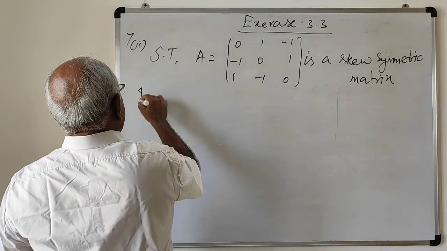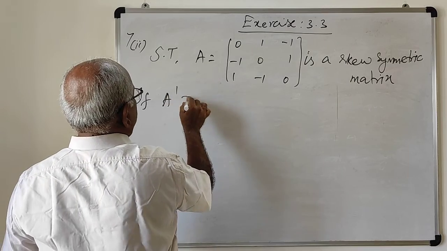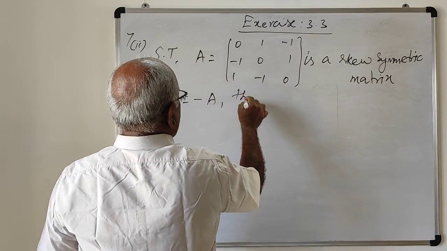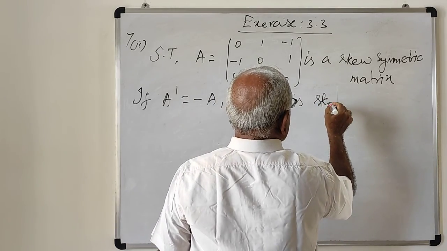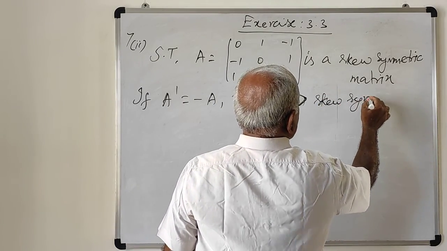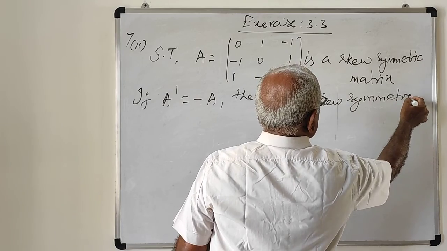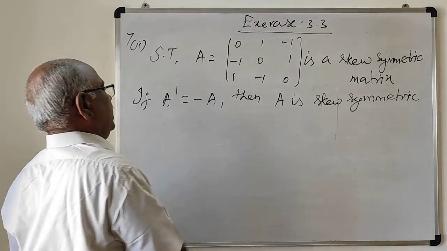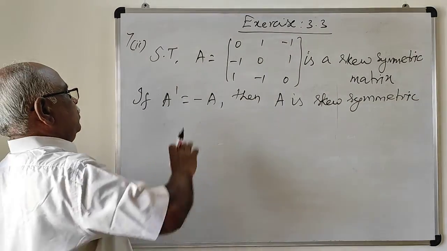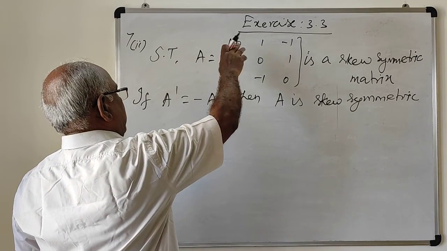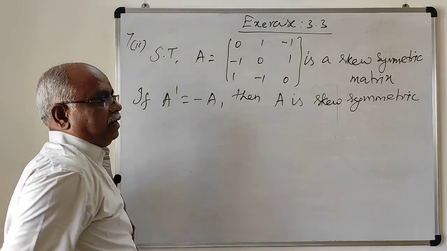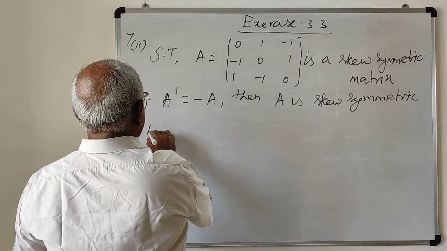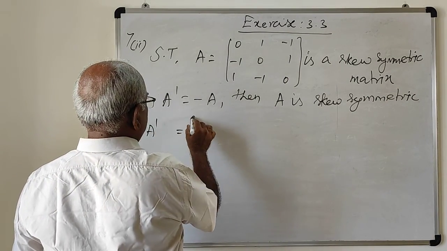We know the condition: if A dash equal to minus A, then A is skew symmetric. That is the property. If you transpose this A and verify whether it is equal to minus A, then we say that A is skew symmetric. Now we can find what is A dash for this given matrix.